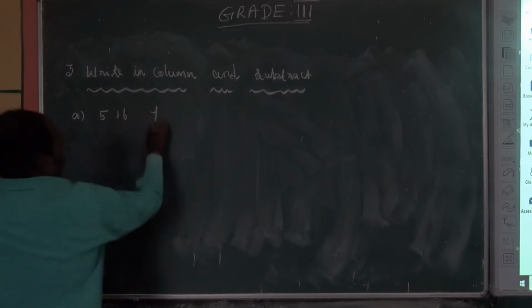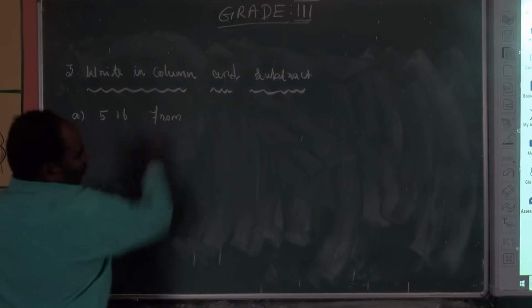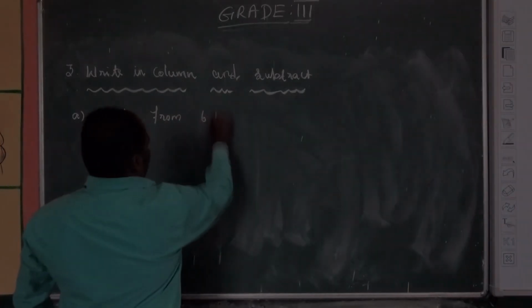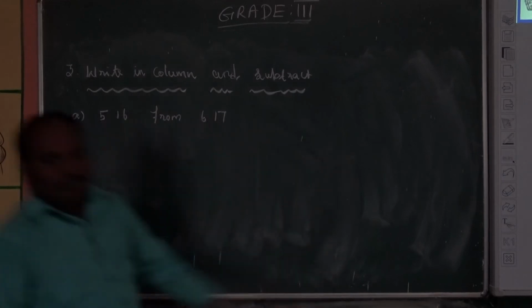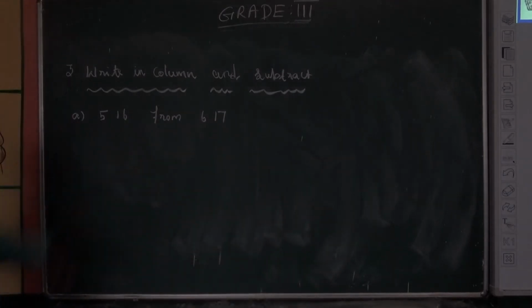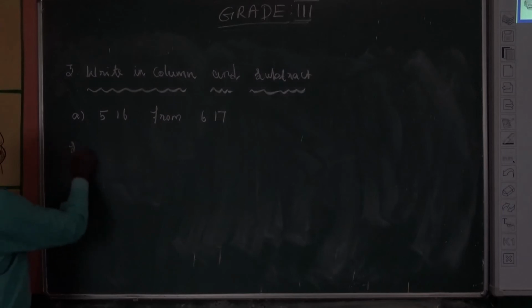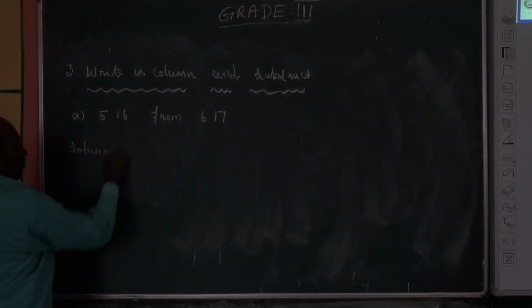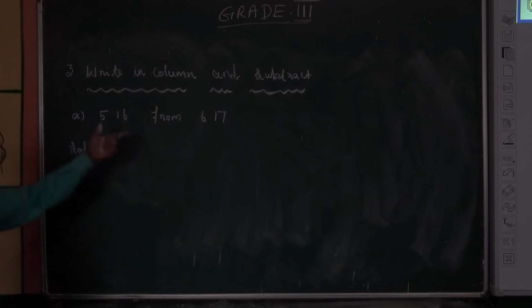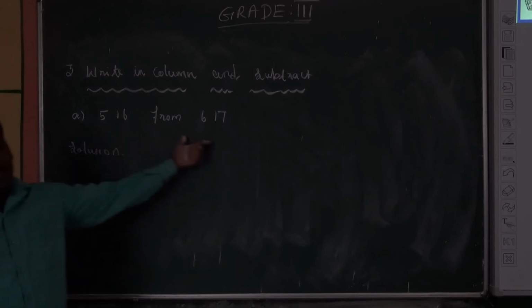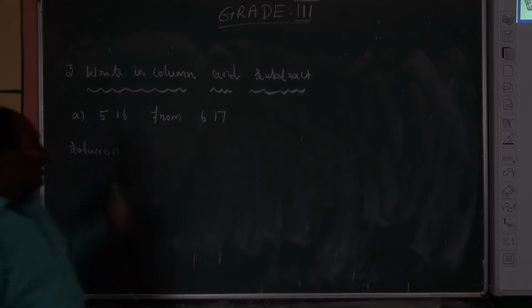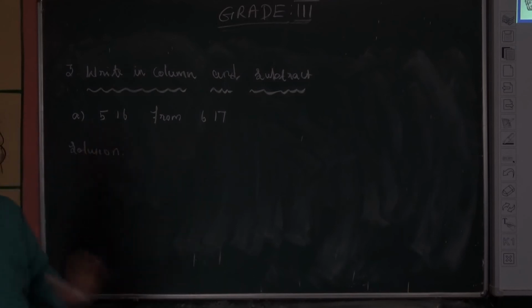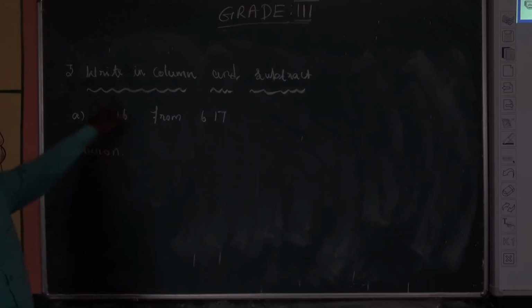560 from 617. Solution: 560 from 617. Here the largest value is 617, the smallest value is 560.